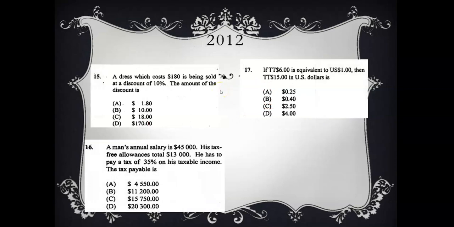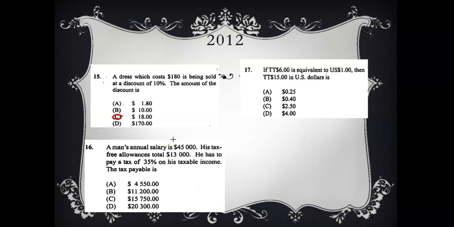Let's look at 2012 questions. A dress which costs $180 is being sold at a discount of 10%. The amount of the discount is, and this one really needs no calculation. Once you're finding 10% of a number that ends with 0, you will drop the 0 and you have the 10%. So if you drop the 0 off 180, our answer would be $18. So our answer is $18.